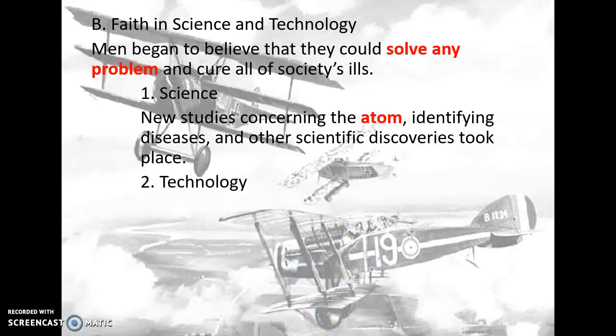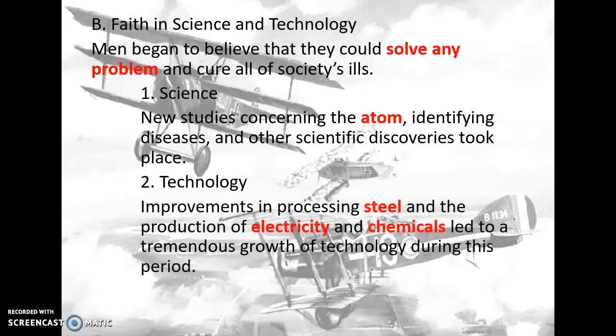Number 2, technology. Improvements in processing steel and the production of electricity and chemicals led to a tremendous growth of technology during this period. Europeans used these advances to build infrastructures, modernize their militaries, and multiply wealth as new products became available. Fact of the matter is, and this is worth noting, Germany will lead Europe in producing certain chemicals. Chemical production led to the mass production of paper, soaps, fertilizer, and more.